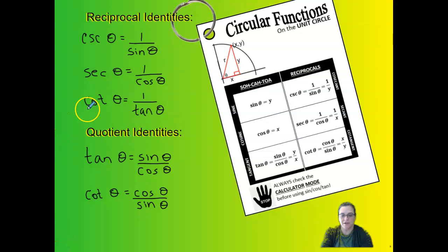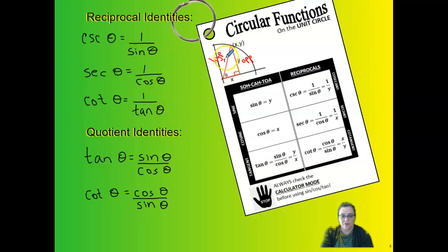Welcome to our notes on circular functions on the unit circle. In the previous lesson on reference triangles, we learned that the sine, which is the ratio opposite over hypotenuse, on a circle of any size radius, was defined as the opposite, which was the y value, over the hypotenuse, which was the radius, and so the sine was y over r.